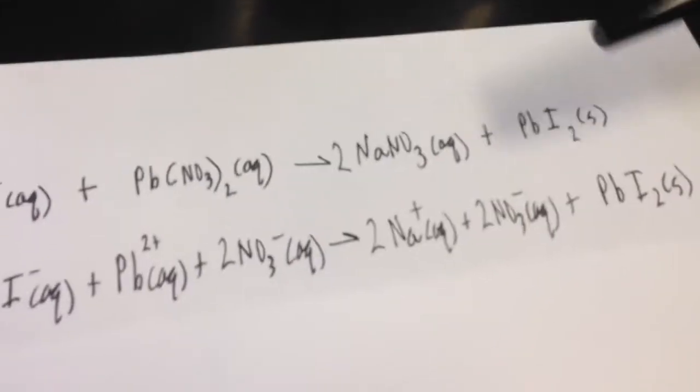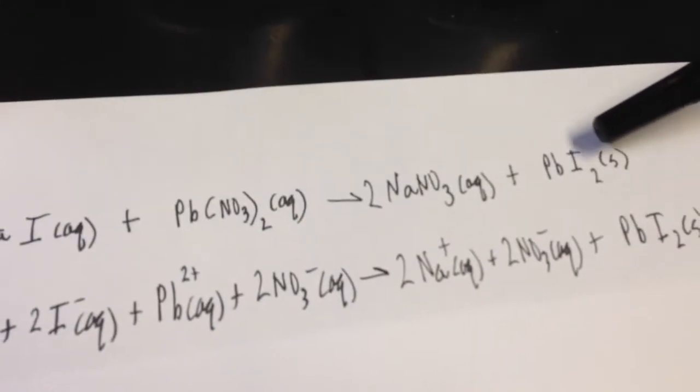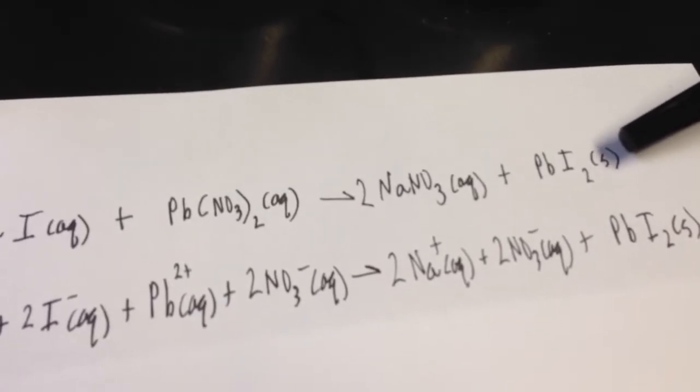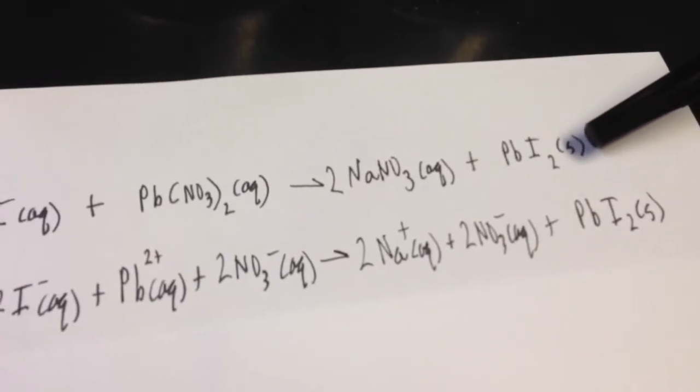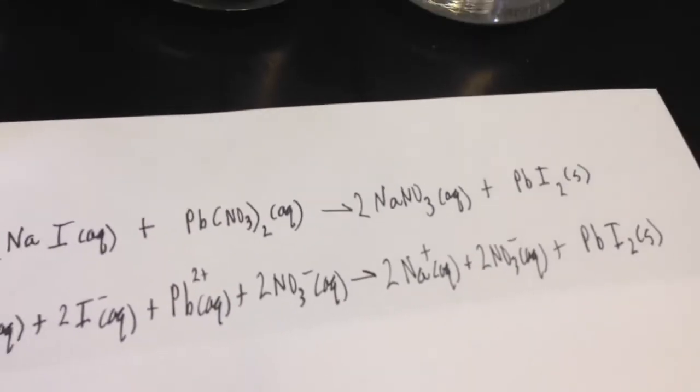Voila, there it is. And I claim when they react together, I'll form sodium nitrate, which should stay in solution, and lead(II) iodide, solid, so a precipitate will form. Now I know that's going to be a solid based upon my solubility rules, which you guys should have learned by now. So let's go ahead.